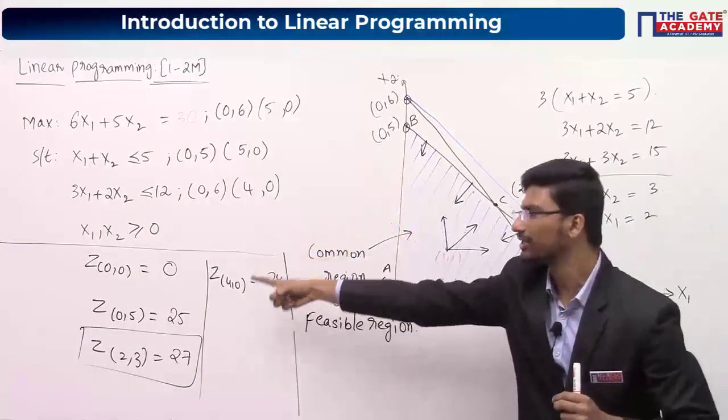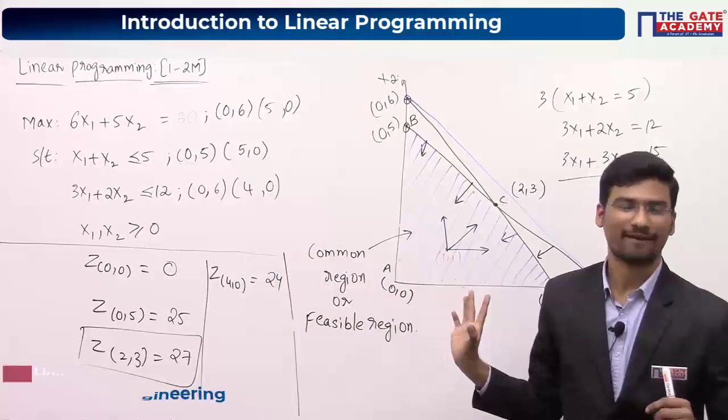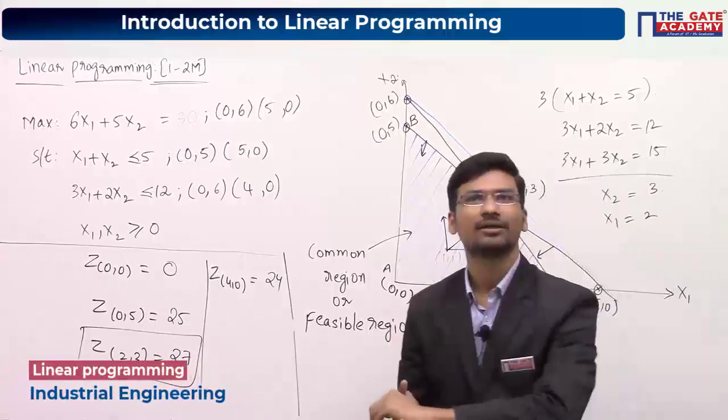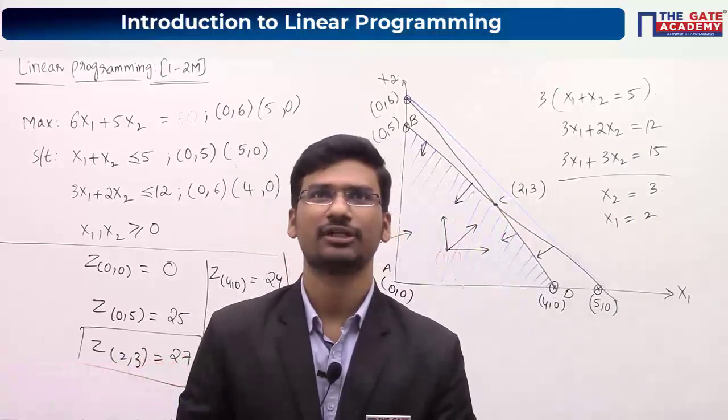Please ask your doubts if you have anything regarding this. When we bring the objective function to touch the feasible region, we will get C as the optimal solution. Then why are we putting other corner points in Z and not only C to find the answer?